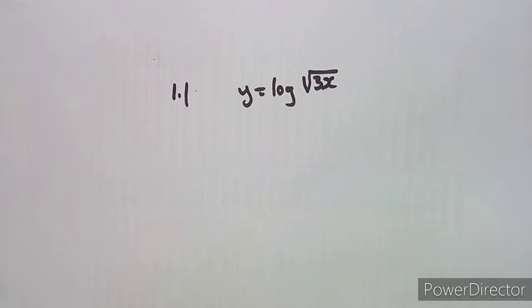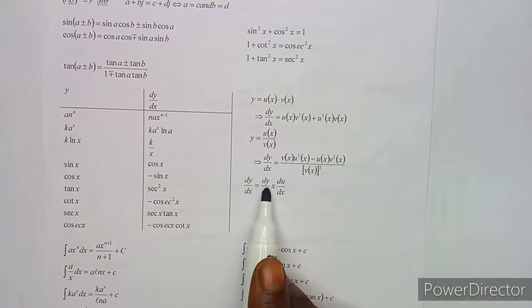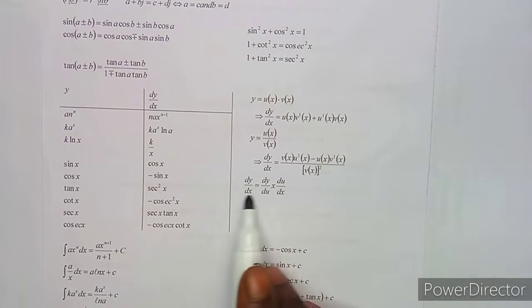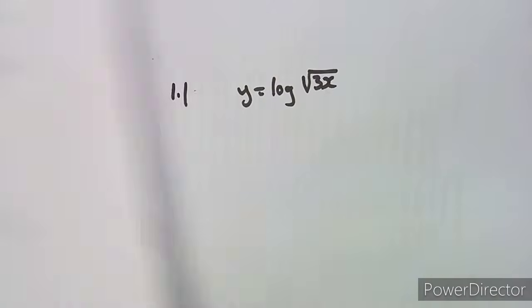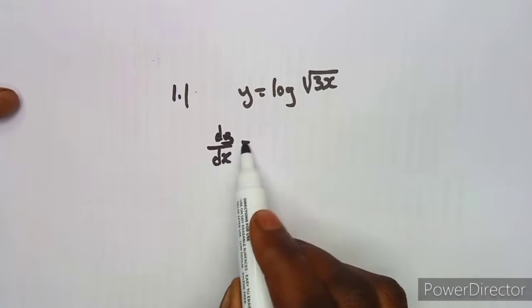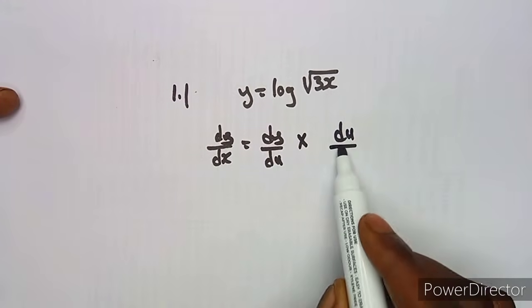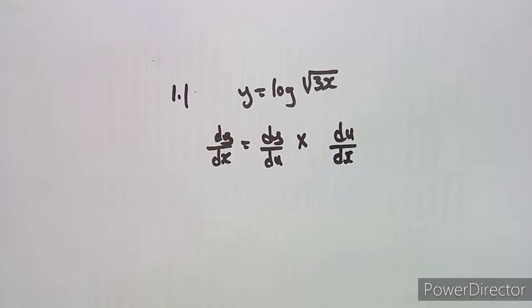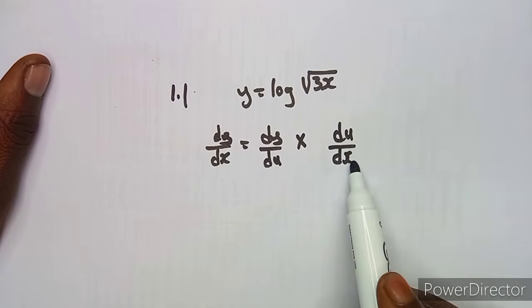Whenever you are applying the chain rule, you are given this on your formula sheet: dy/dx is equal to dy/du times du/dx. This is the formula you're going to use when applying the chain rule or function of a function. So what you need, guys, is to find the derivative of y with respect to u, and the derivative of u with respect to x.